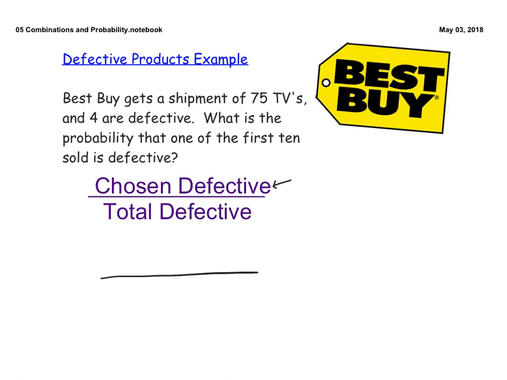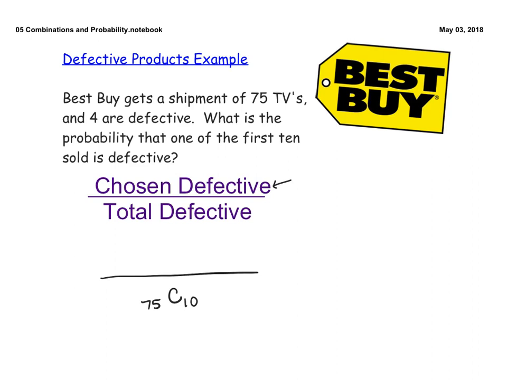There's 75 total TVs, and we're choosing the first 10 that are going to be sold. That tells us the total number of ways we could select 10 TVs out of the total 75. We don't care if they're defective or not, it's just the total. So now we have to talk about defective versus non-defective.